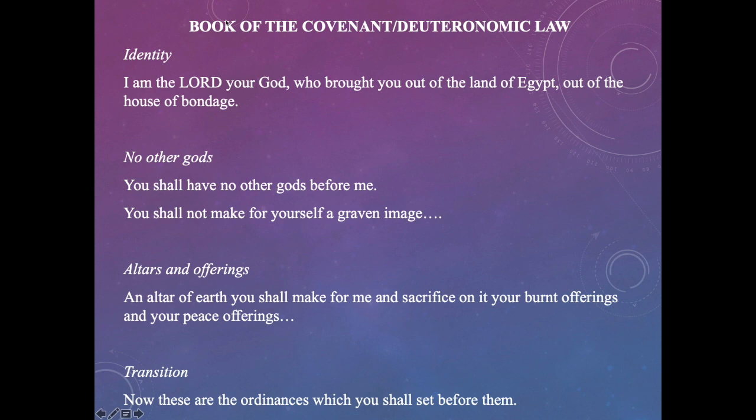It is not polytheistic. And whereas Hammurabi mentions all of the altars and temples that he has been faithful in bringing about, there is the simple statement about an altar of earth: you shall make for me, and sacrifice on it your burnt offerings and your peace offerings. There is a similar transition to the giving of the actual laws. Now these are the ordinances which you shall set before them.